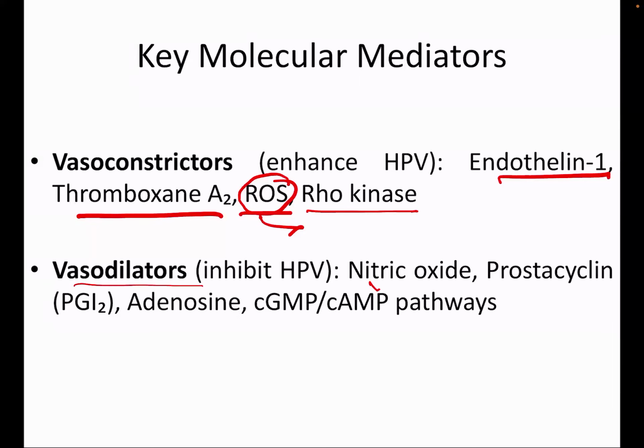Vasodilators again inhibit HPV, which are inhaled nitric oxide, prostacyclin, adenosine, and the cGMP and cyclic AMP pathways. These are all the drugs that are mostly used for pulmonary arterial hypertension.